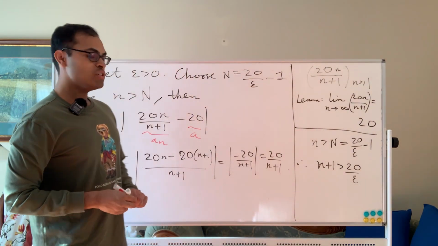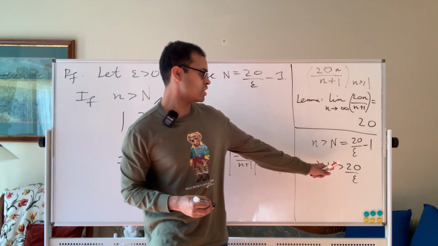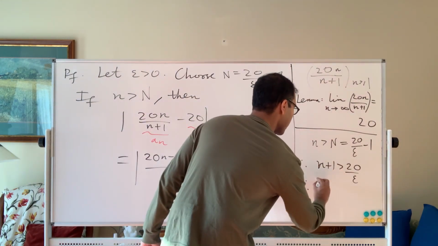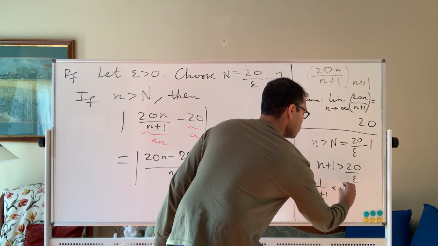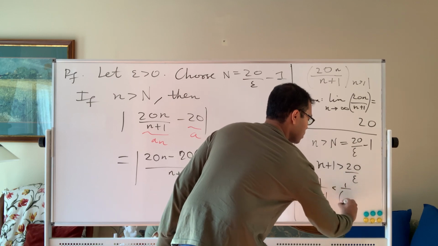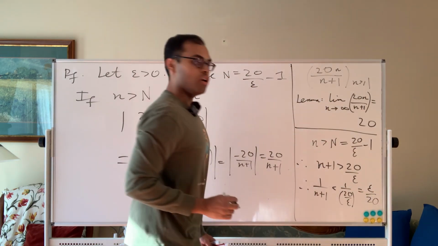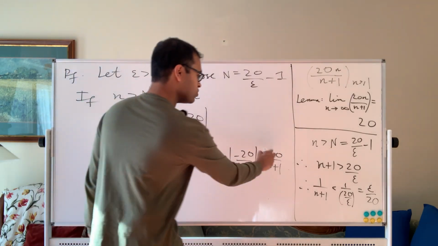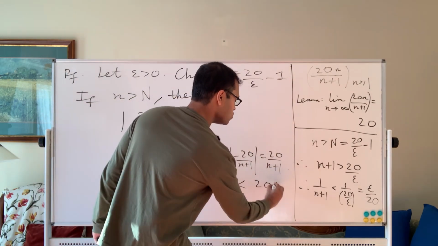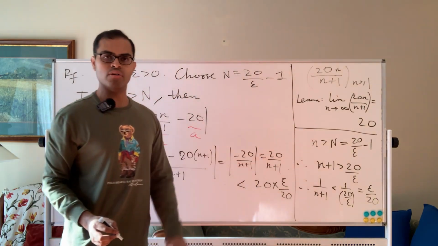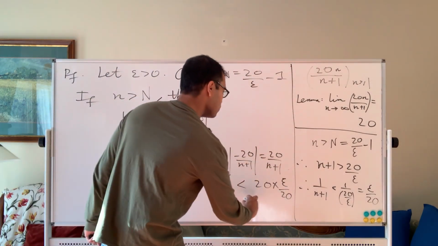And now, using fractions, if n plus 1 is bigger than 20 over epsilon, if you take reciprocals, 1 over n plus 1 is going to be smaller than 1 over 20 over epsilon. But 1 over 20 over epsilon is just epsilon over 20. So that means that 20 over n plus 1 is going to be less than 20 times epsilon over 20, because 20 times 1 over n plus 1 is going to be equal to epsilon.